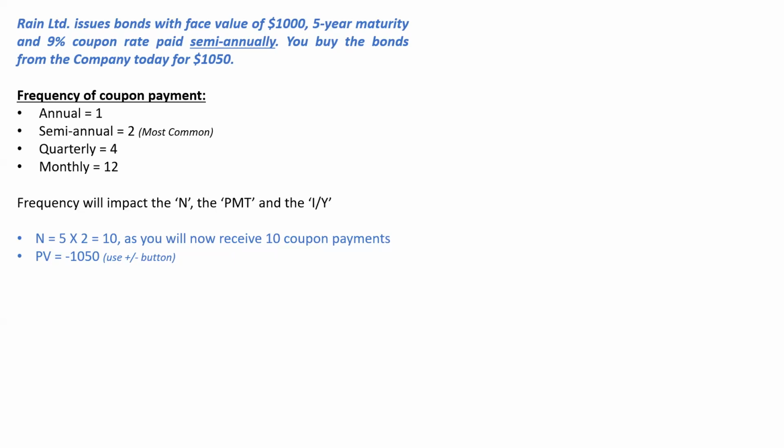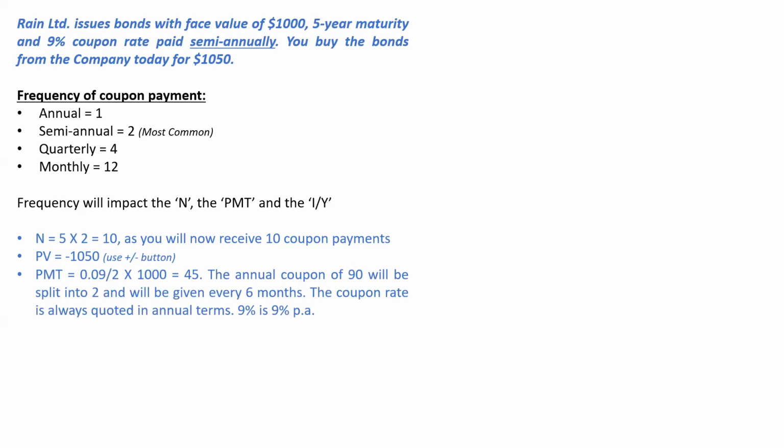Present value, it is not going to be impacted by the frequency. It is going to be minus 1050. The PMT, the 9% coupon rate, which is given over here, this is 9% per annum. Because it's a semi-annual coupon paying bond, the annual coupon of 90 is going to be split into 2 and it is going to be given to you every 6 months. So that means you will get 45 after 6 months and then 45 after the next 6 months. Total in a year, you are going to get 90 anyways.